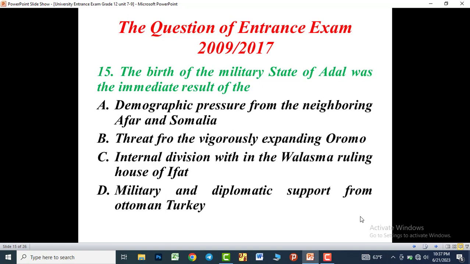As you know, Ifat and Adal shared a common history. At one time or another, both were ruled by the same dynasty called Walasma. Once Ifat was conquered by the Christian Highland Kingdom, its ruling class began to divide into two groups. The military group opposed Christian domination and declined, establishing a new base by retreating further to the southeastern lowland of Harar, where they founded the Sultanate of Adal around 1318. But the merchant group did not need to support the militant group. They needed to live with the Christian Highland Kingdom, paying tributes. Based on this explanation, question number 15 answer is C.